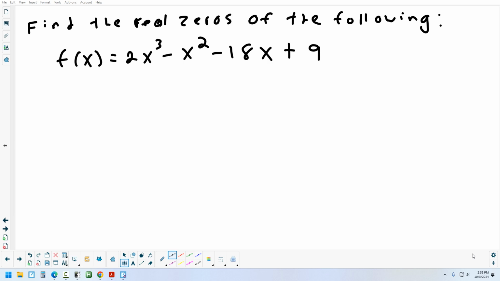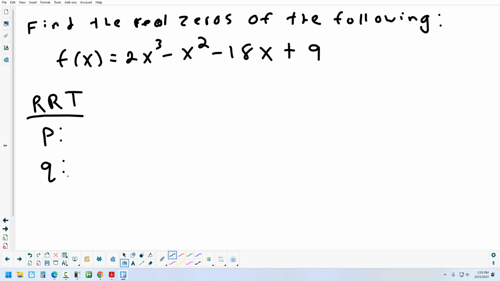Anyone remember the name of that theorem that would give us a list of possible roots? That's 3 letters. Yep. Rational root. Yep, rational root theorem. So using the rational root theorem, first thing we're going to figure out are the p's and the q's.